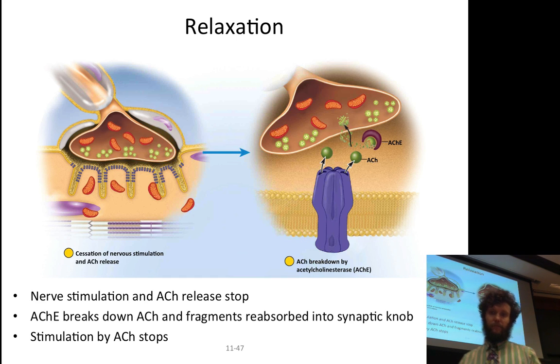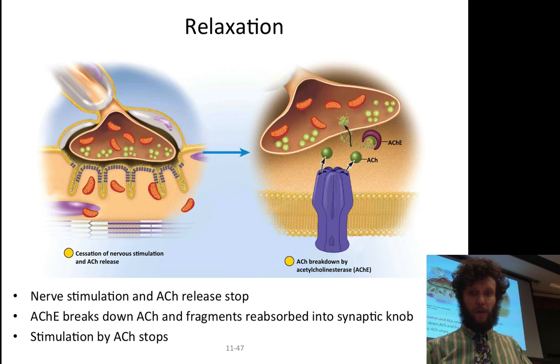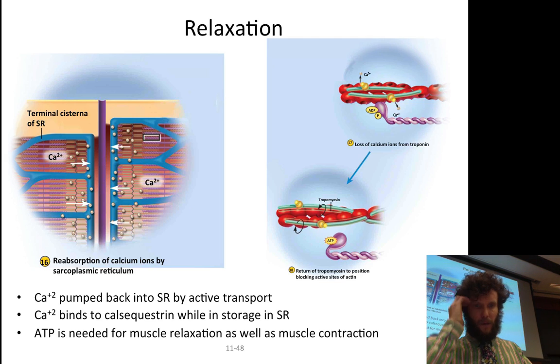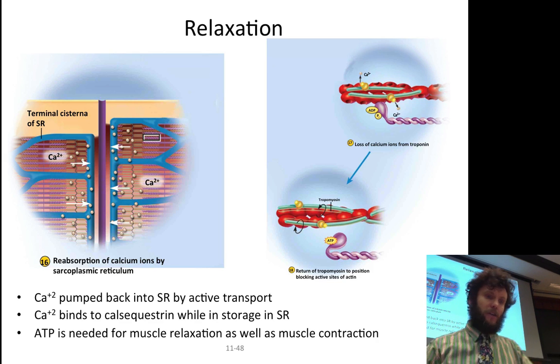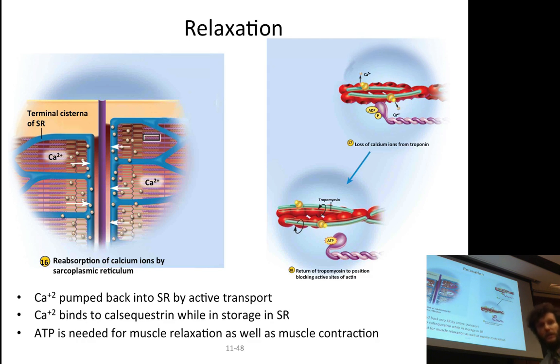relaxation. I already kind of covered this a little bit. Acetylcholine diffuses away from the acetylcholine receptor, the cholinergic receptor, gets broken down by acetylcholinesterase, and is then resorbed by the synaptic knob. When that happens, there's no more depolarization of the sarcolemma, and there are these constitutive calcium pumps in the sarcoplasmic reticulum. Constitutive means always on. Something that's constitutive means it's always happening.